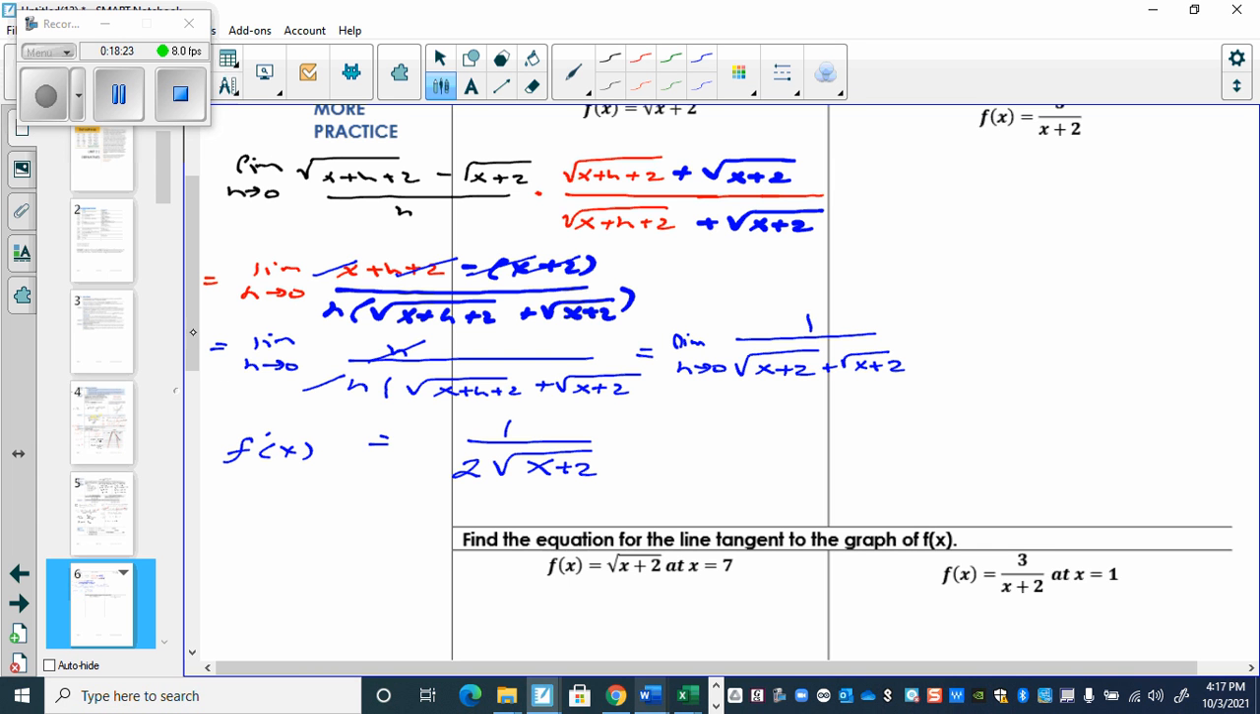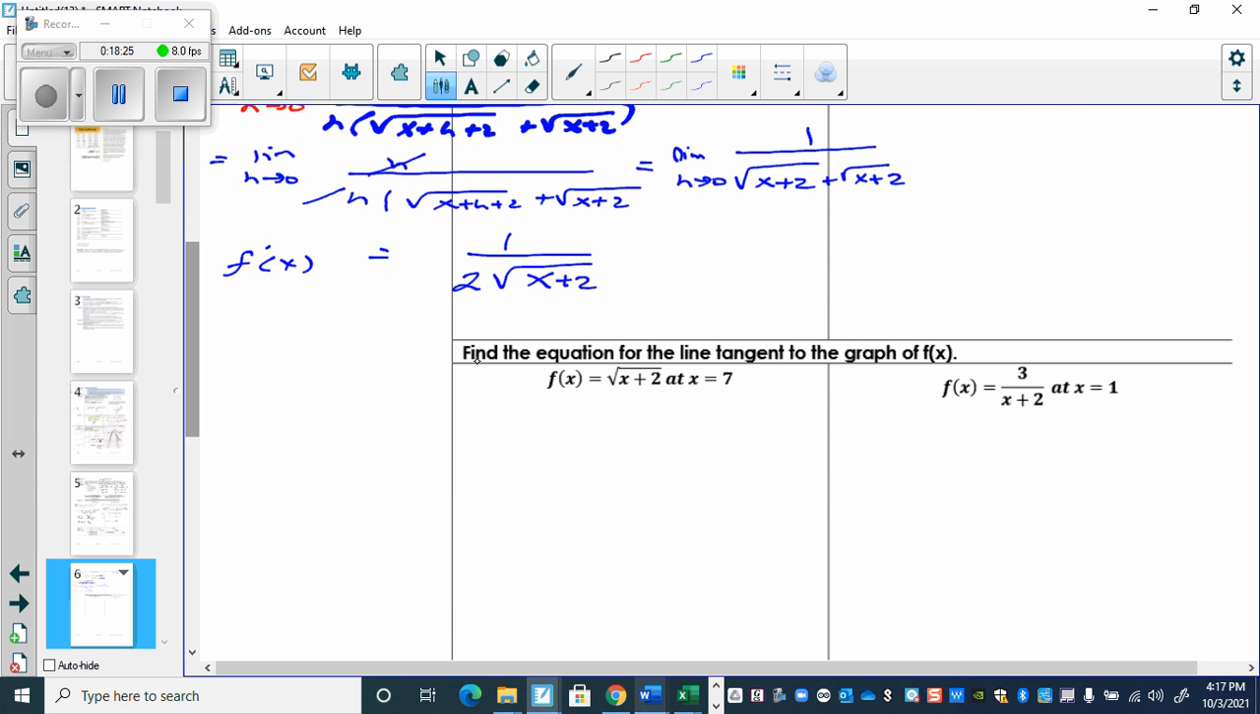So let's look at how we might find the equation of a line tangent to this graph. First, I'm going to focus on my point of tangency. So I'm going to find f of 7. That equals the square root of 7 plus 2. That comes from the function. So that point of tangency is 7, 9.